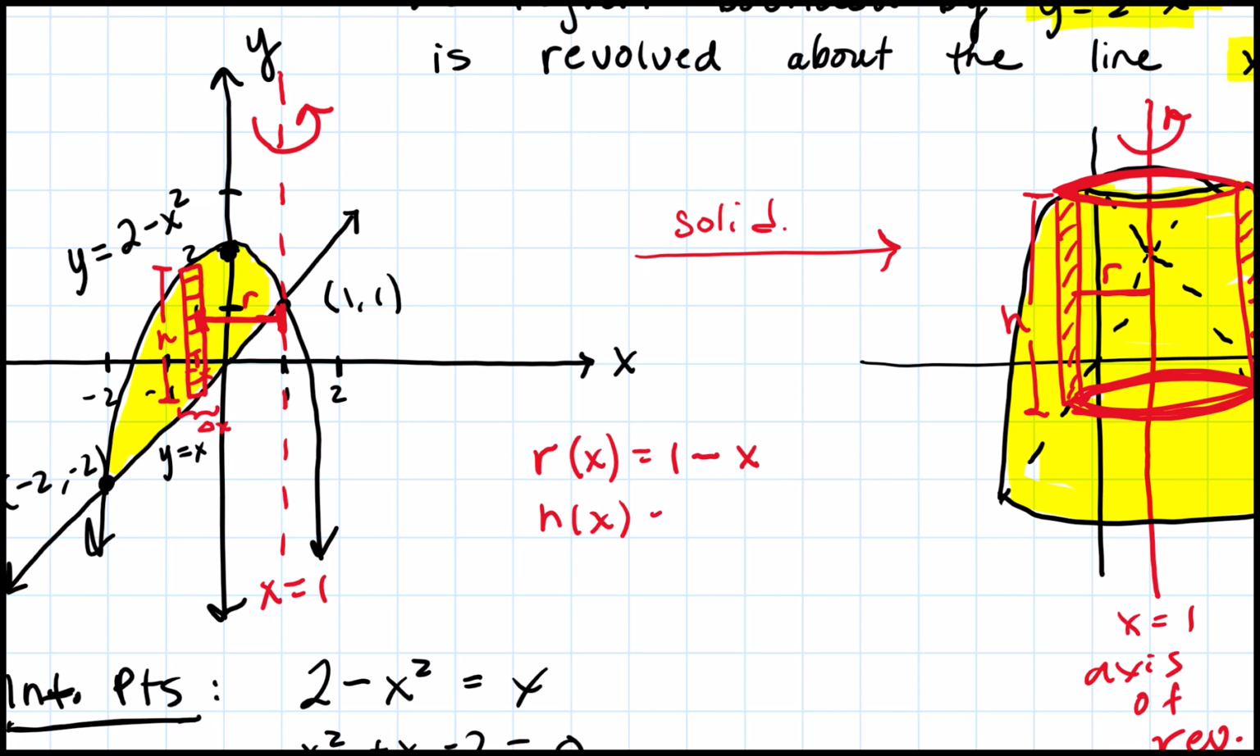Okay, so 1 minus x, and then the height is going to be the output value for that x here at the top function minus the output value at the bottom function. So we could think of this as our top function and our bottom function. So it's going to be 2 minus x squared minus x. And I will write it that way just so we can see it's the top function minus the bottom function. Just simplified, I guess I could write that as negative x squared minus x plus 2. So that is how we calculate our radius and our height.